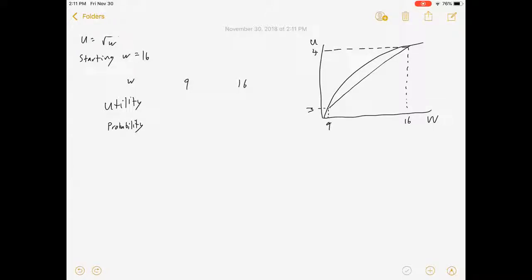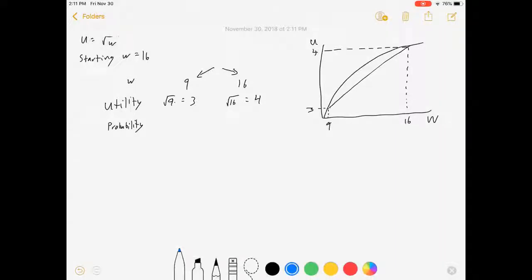And we have two events that can happen. Either this consumer will finish up today and have $9, in which case his utility will be the square root of 9, which is 3. Or this person will come out today with $16, in which case his utility, the square root of 16, is 4. Now there's two outcomes, and he doesn't know for sure which one he's going to get. And so that's where our risk is going to come in.